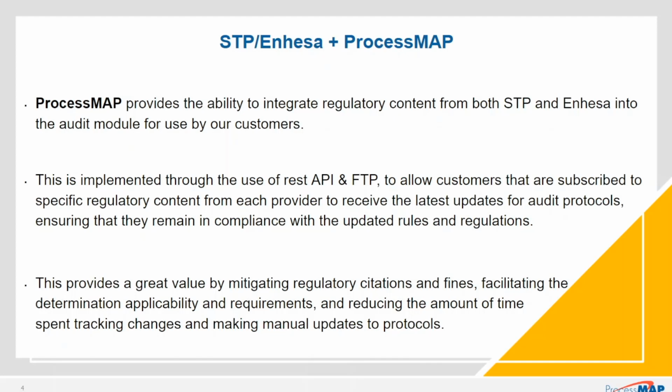STP, for example, also provides an interface to determine the difference between available content sections, allowing for the download of just the changes between versions. This provides a great value in mitigating the risk of regulatory citations and fines, as well as facilitating the determination of applicability and requirements by topic as related to your audit programs, and reducing the amount of time spent tracking changes and making manual updates to your existing audit protocols.